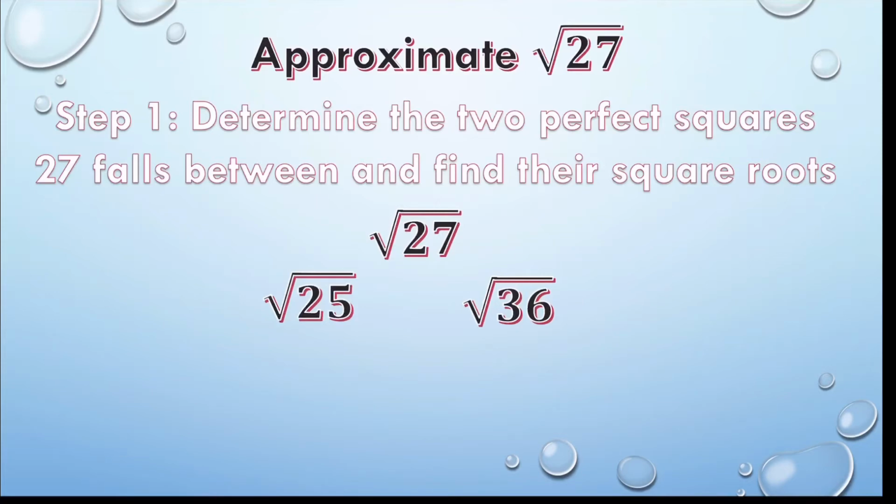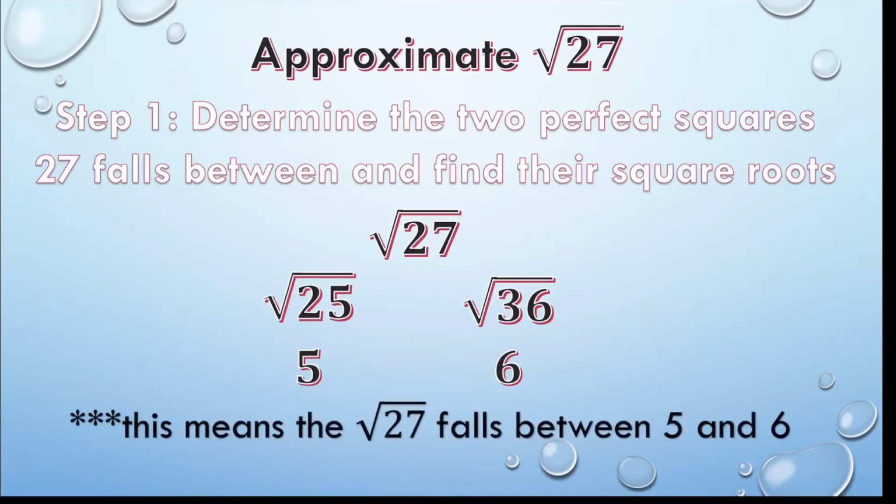You always want to put the smaller one on the left. You can write them in any order. But then we have the square root of 25 is 5, and the square root of 36 is 6. So that's where the square root of 27 falls. That means it falls between 5 and 6. The actual value is a number that's bigger than 5, but smaller than 6. Okay, so that's step 1.